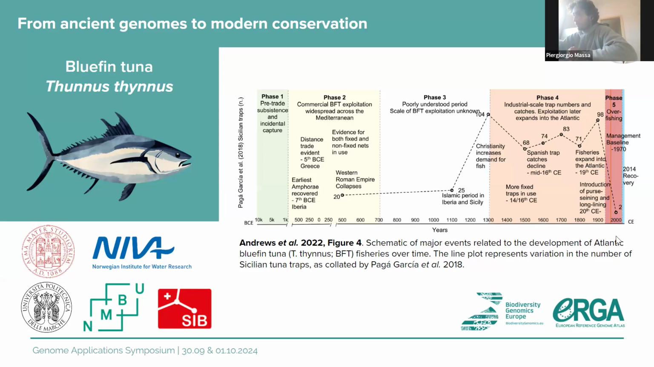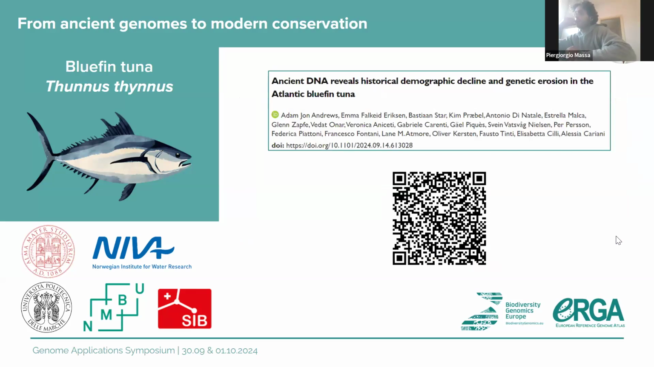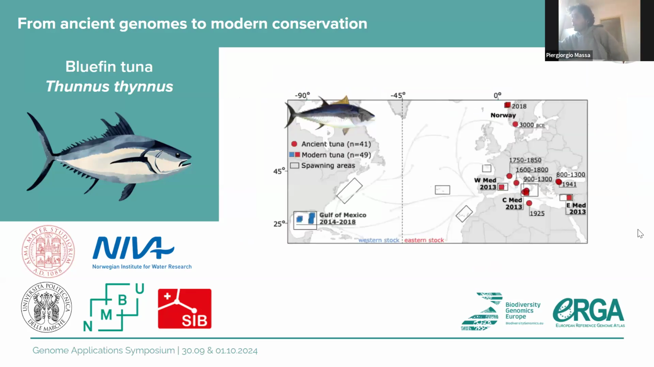And then it has further increased, reaching overfishing levels that made it necessary to set fishing quotas to make the population recover. So for his PhD thesis, he has done also genomic work. This is the work, which is still under review, but you can find it as a preprint with this QR code here.